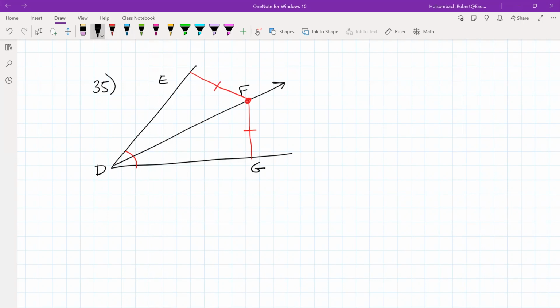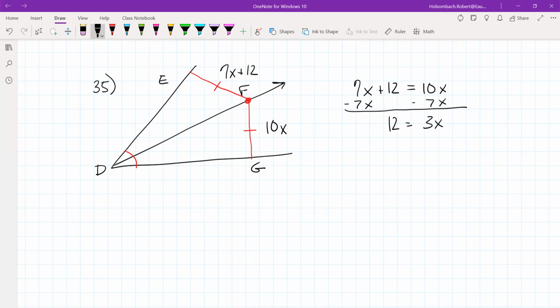We're told that FE is 7x plus 12, and we're told that FG is 10x. Find the value of x. Well, 7x plus 12 is equal to 10x. Subtract 7x from each side. 12 equals 3x. Divide both sides by 3. And 4 equals x.